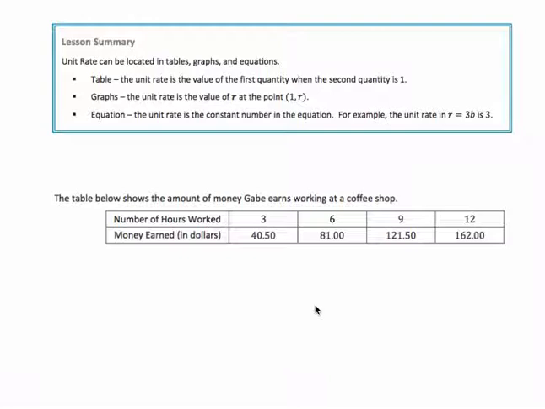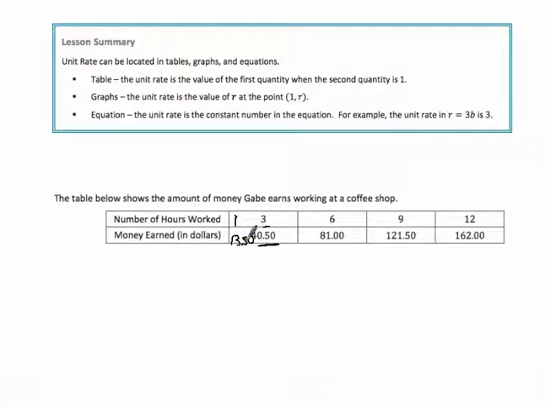In a table, the unit rate is the value of the first quantity when the second quantity is 1. So for instance, if you're working in a table and you see its relationship between 3 and $40.50, you would bring it to 1, and I think that would be $13.50. So that's what a unit rate is in a table.